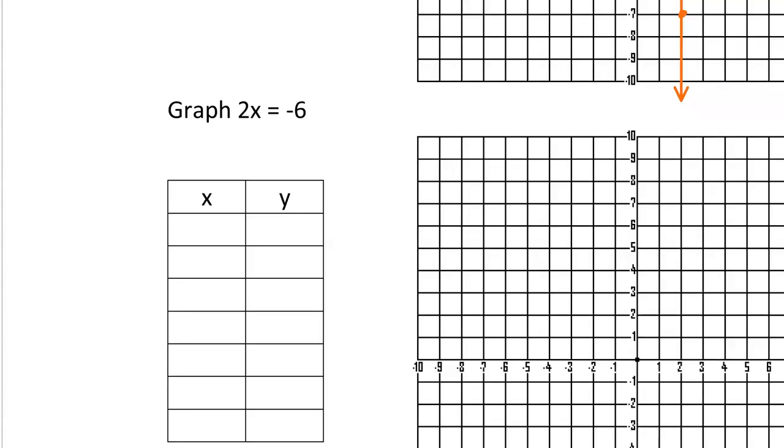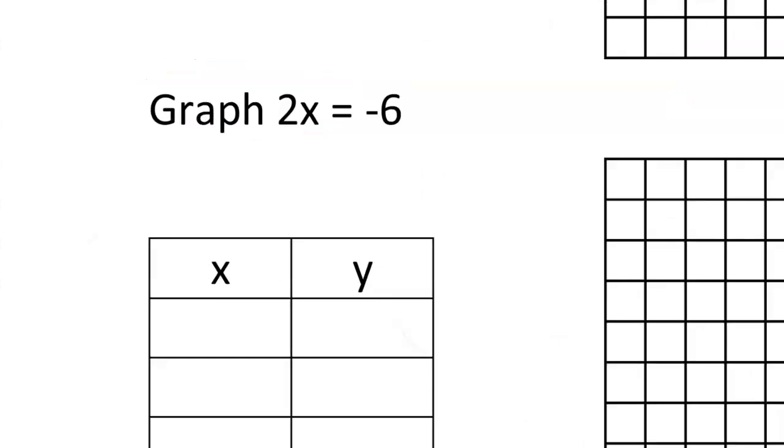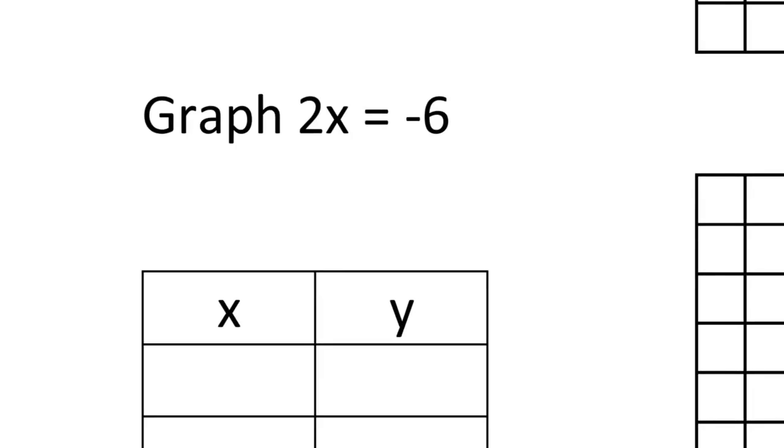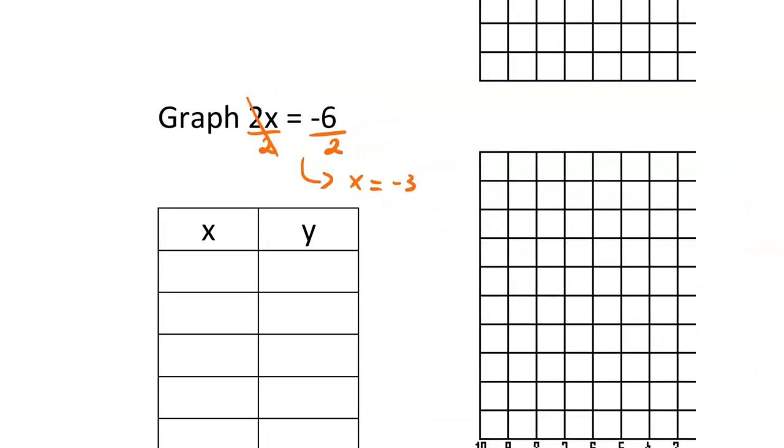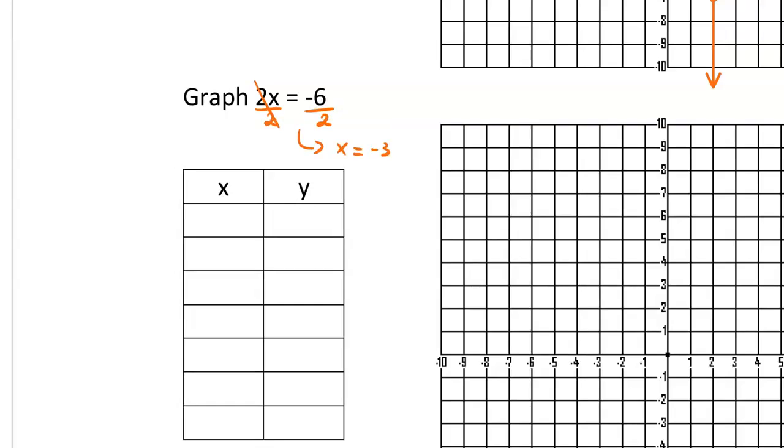Next, we're going to look at the graph for 2x equals -6. Your first thing that you need to do here is isolate x. We have a 2 on this x right now, so we have to do the opposite. The opposite of multiplication is division, and what you do to one side, you have to do to the other. So that's going to cancel those off, and you're left with x equals -6 divided by 2, which gives you -3. So your x value is always going to be -3.